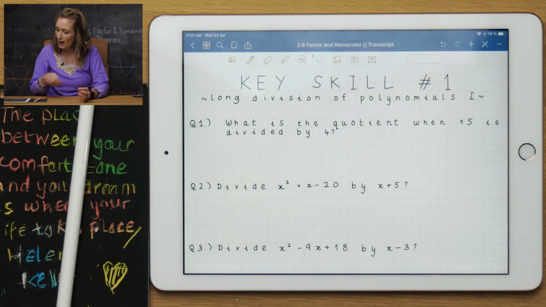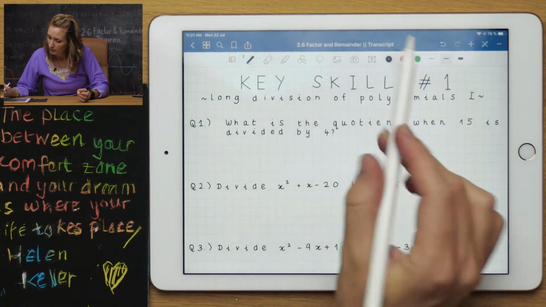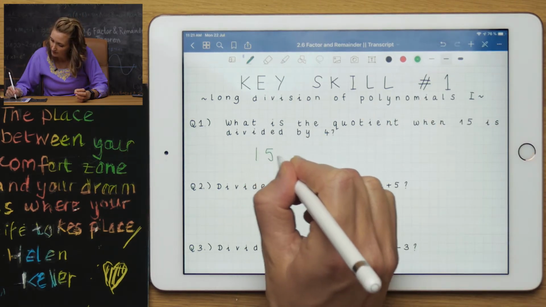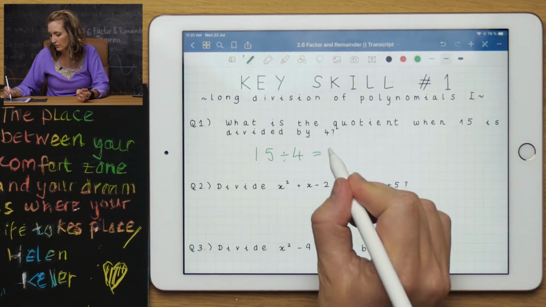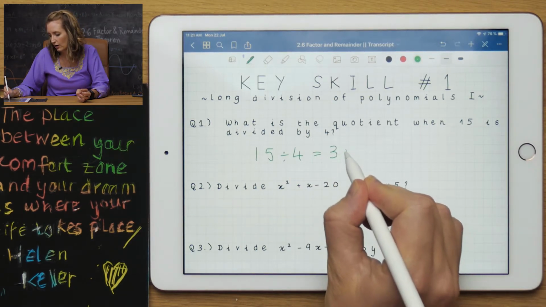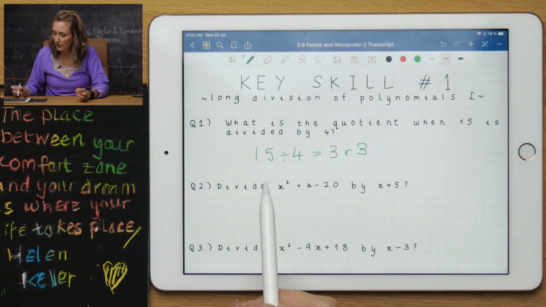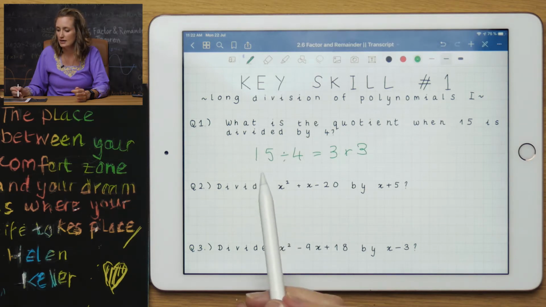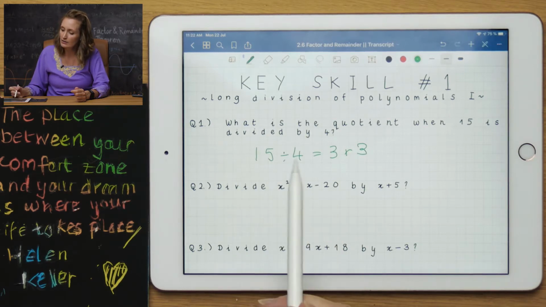So in question 1, we're asked, what is the quotient when 15 is divided by 4? If we think back to how we learned maths in primary school, you would say 15 divided by 4 goes 3 times, and that gives you a remainder of 3. So what is 15? 15 is what's called the dividend. What we divide by is 4, so that's called the divisor.